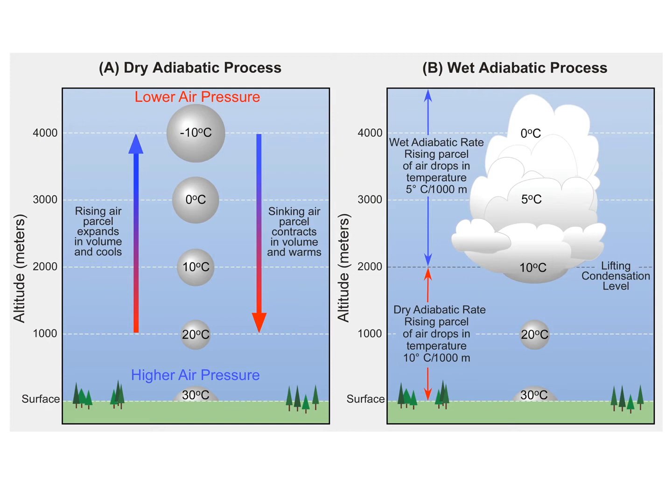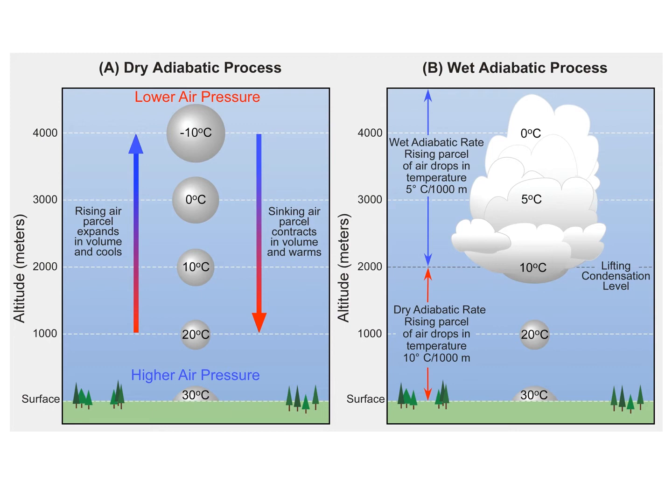On the right, we see the wet adiabatic process. In this diagram, up to 2,000 meters, the temperature change in the parcel of air is a function of the dry adiabatic lapse rate. And this is a rate of 10 degrees Celsius per 1,000 meters. At 2,000 meters, it begins to reach a temperature where the water in the cloud begins to condense. That condensation process releases heat energy into the cloud.